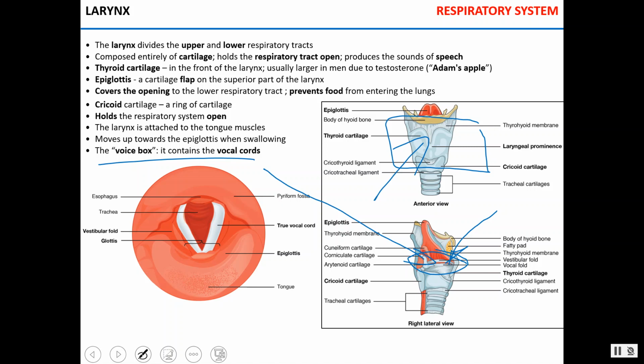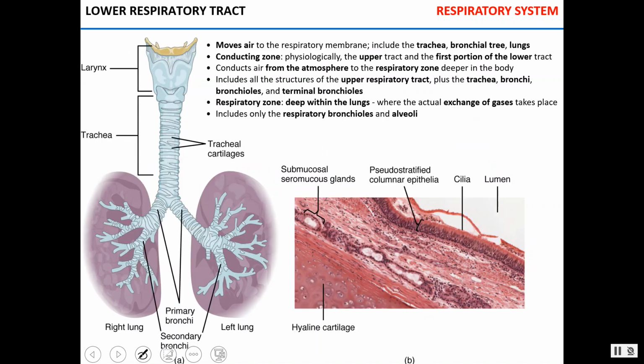Now, respiratory passages: the larynx can be closed by the epiglottis, the flap that covers the larynx when we swallow, thus preventing food from entering the lungs. Cricoid cartilage in the posterior aspect of the larynx keeps the respiratory system open, and when you swallow, the larynx moves up while closing the epiglottis. Again, all of it is done to prevent food from entering the lungs.